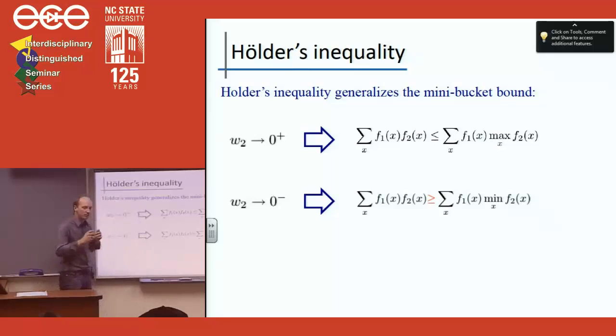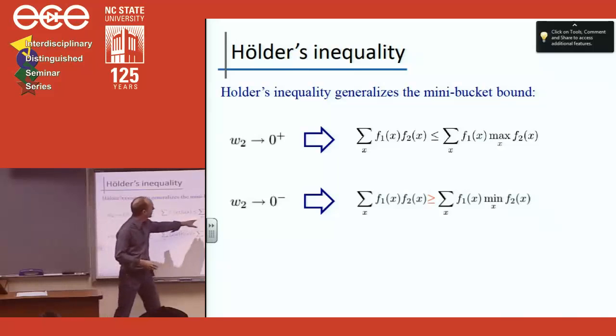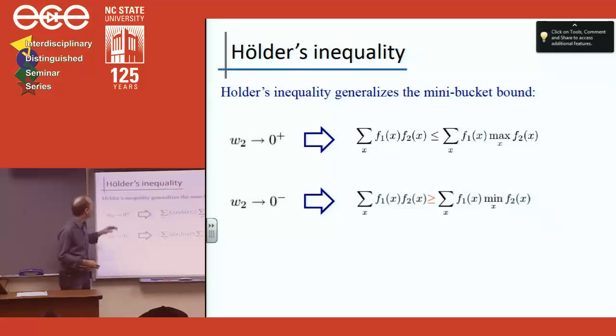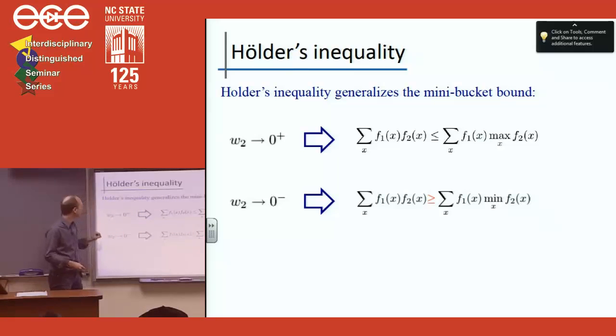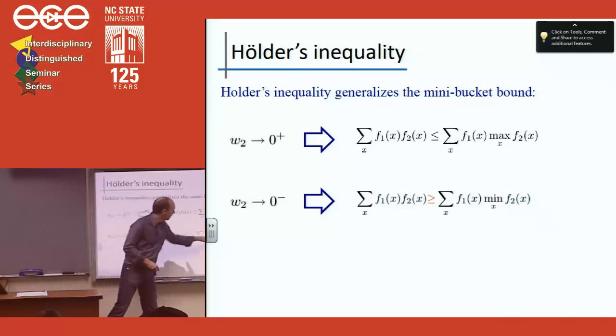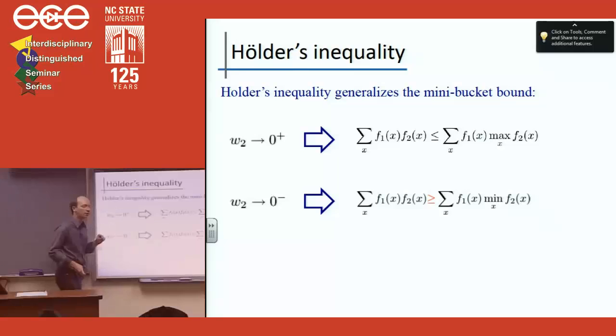So this actually turns out to be a generalization of the mini-bucket algorithm I described earlier. So mini-bucket, we replaced the summation with a sum and a max. And if you just let your second weight go to plus 0, that's exactly what you get. Right? So this one will take the low temperature limit. If you replace it with 0 from the left, so power minus infinity, then you get a lower bound corresponding to sum and min. So if you use Hölder's inequality but take this infinite limit on your secondary weights, you'll get exactly the mini-bucket bounds.